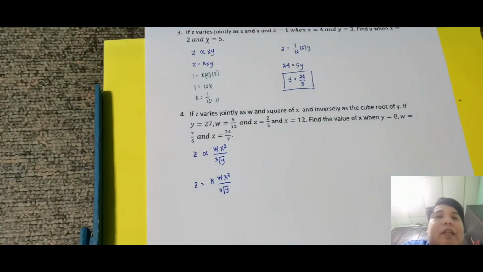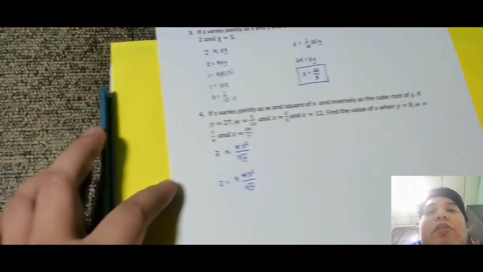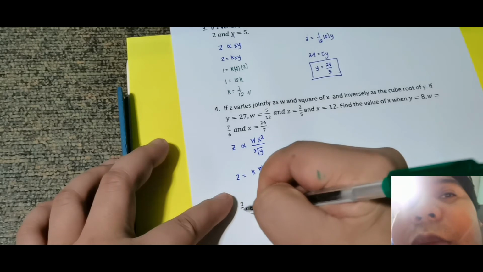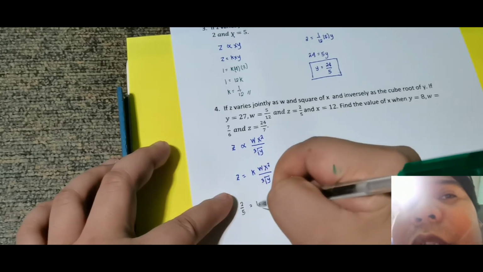So, ano unang goal? Hanapin natin yung value ng k. Okay, so una, if y is equal to 27, w is equal to 5 over 12, z is equal to 2 over 5, and x is equal to 12. So, substitute natin, magiging 2 over 5 to, no? This is 2 over 5 is equal to k.